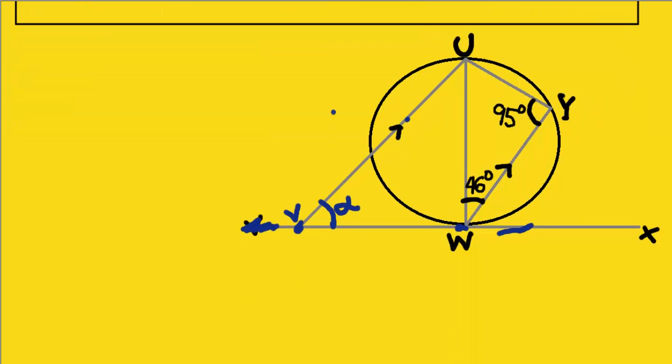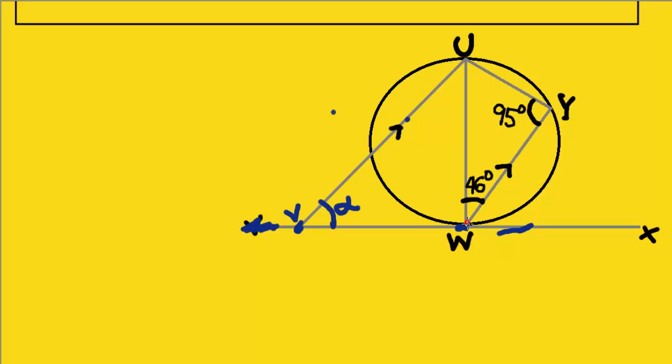Now, I just spoke about the alternate segment theorem. Now, let's look at the two chords that touch the tangent. As you can see, we have the circle, we have the configuration for the application of this law. We have the circle, we have the tangent to the circle, and we have the inscribed triangle UWY, which has the vertex here that coincides with the point where the tangent touches the circle.